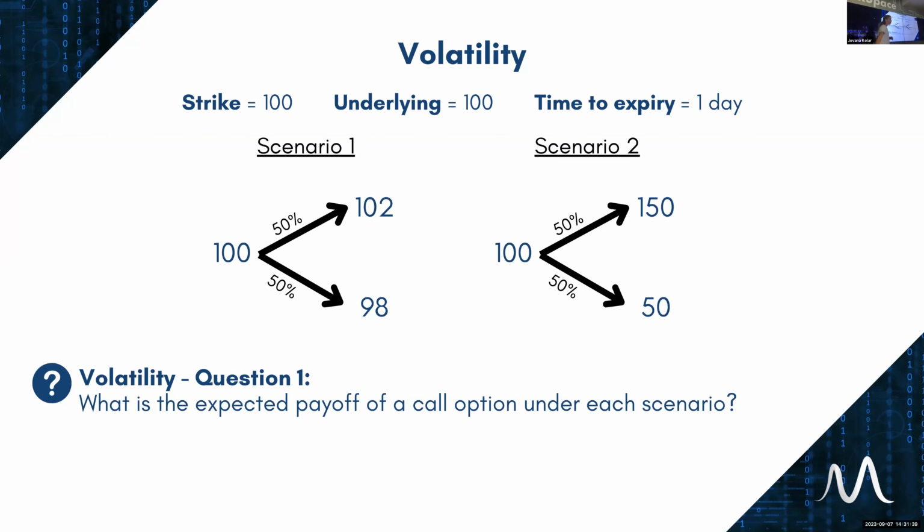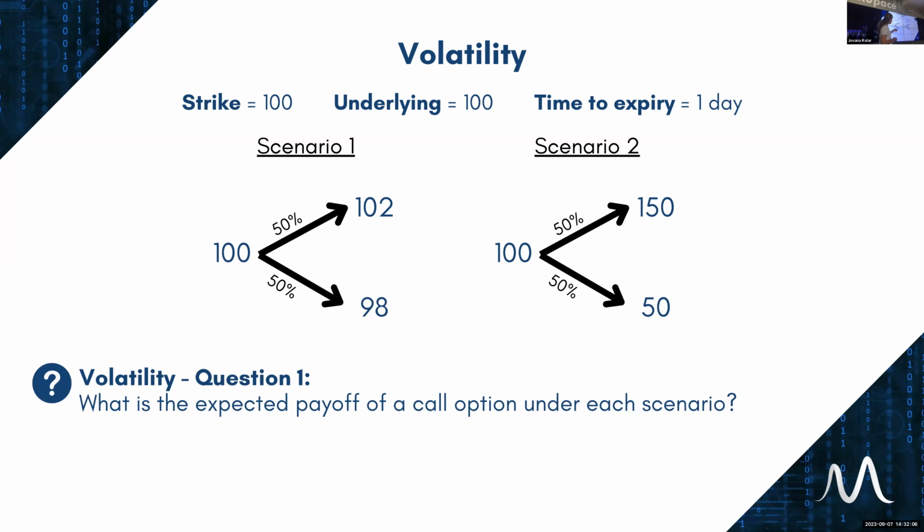Okay, so to drill in on why volatility is important, let's consider a stock that's trading at 100, and there's two paths we can take. In scenario one, there's a 50% chance we go up to $102 and a 50% chance we go to $98. And in scenario two, the underlying is more volatile. There's a 50% chance of going up to 150 and a 50% chance of going down to 50.